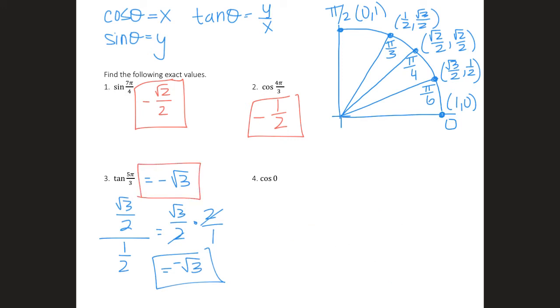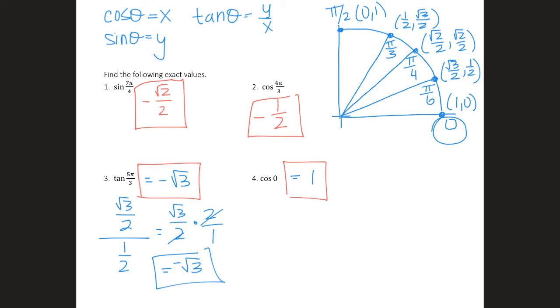Number 4, cosine of 0. So 0 was right here, and cosine is the x value. All I have to do is look at the x value at 0, and we get 1. That's it. There's a couple more, so let's go on to number 5.